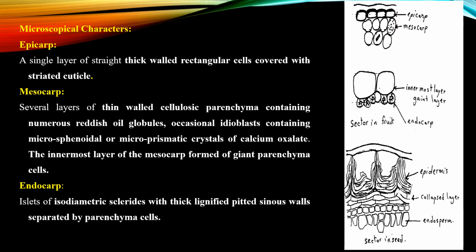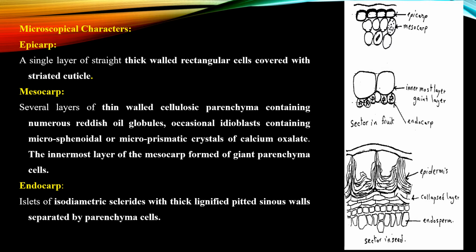Followed by the mesocarp layer of parenchyma cells with intercellular spaces. The cells are filled with oil droplets and contain idioplasts filled with microsphenoidal or microprismatic crystals of calcium oxalate. The innermost layer of the mesocarp shows large cells with thin walls and intercellular spaces, named giant cells. Then we have parenchyma cells with microsphenoidal crystals and oil droplets. The last row of the mesocarp shows giant cells.